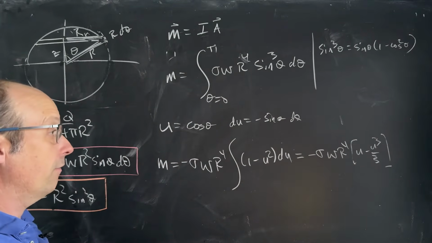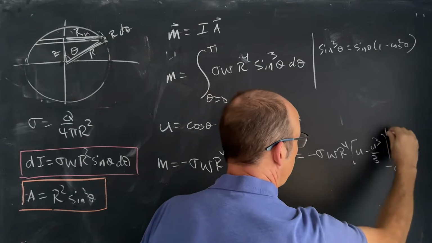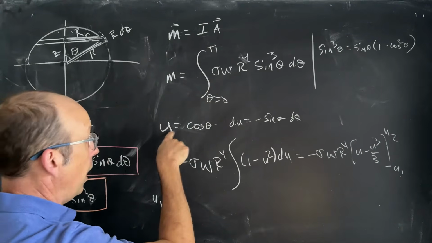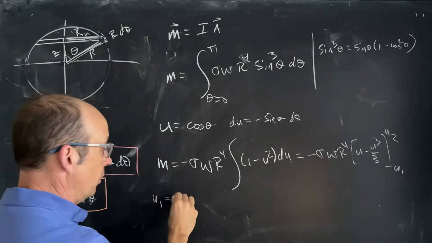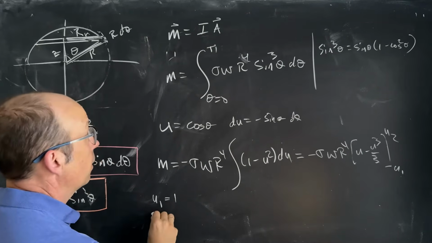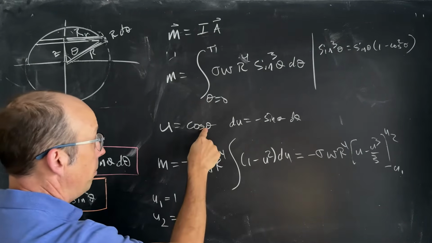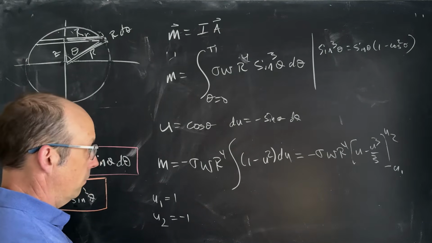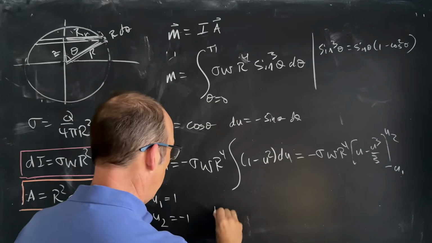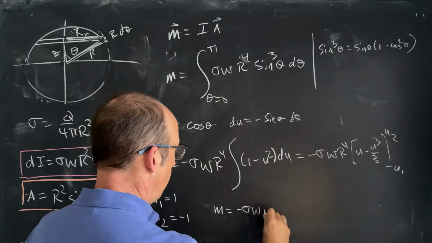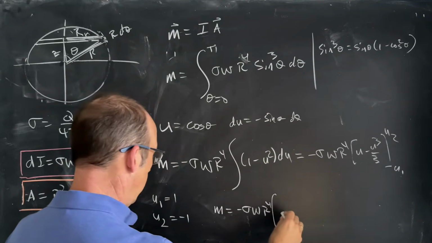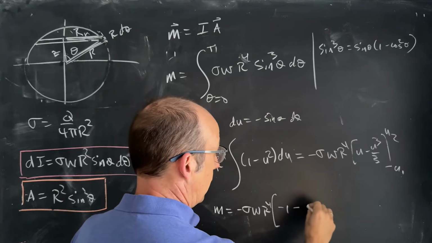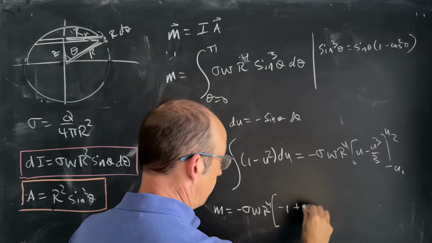I'm going to go ahead and find u1 and u2. So u1 is going to be u when I put theta equal to 0, so that's 1. And then u2 is when I put in theta equal to pi, so I get negative 1. So I'm going to integrate from 1 to negative 1. If I do that, I get m is negative sigma omega r to the fourth, and I'm going to put in u at u2, which is negative 1 minus a negative 1 cubed, which is negative 1, so plus 1/3.